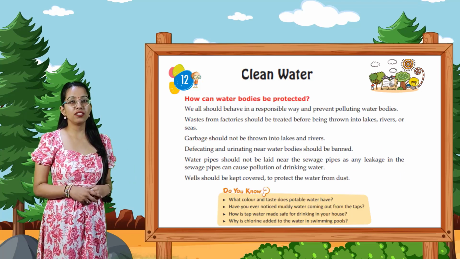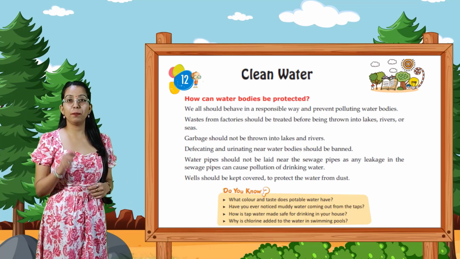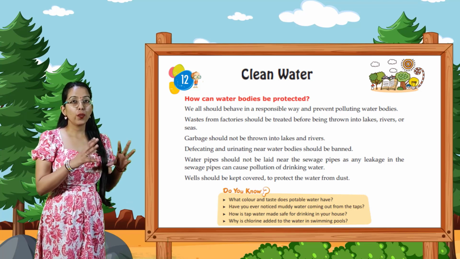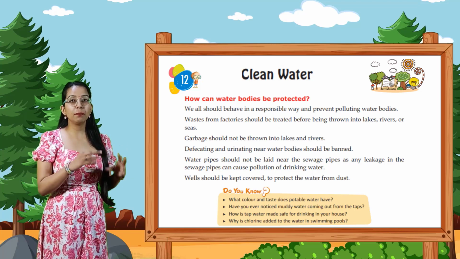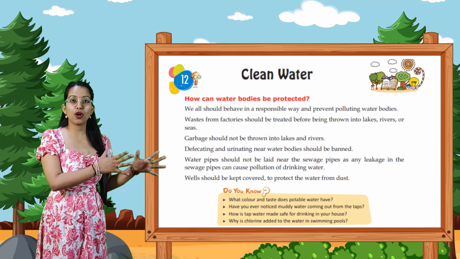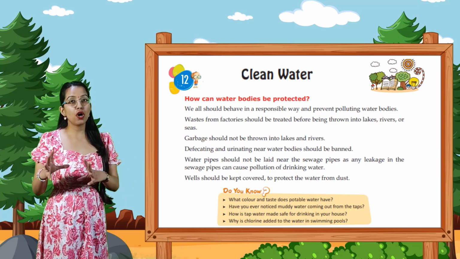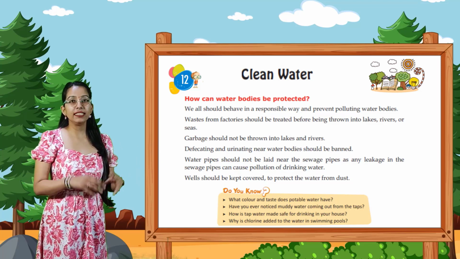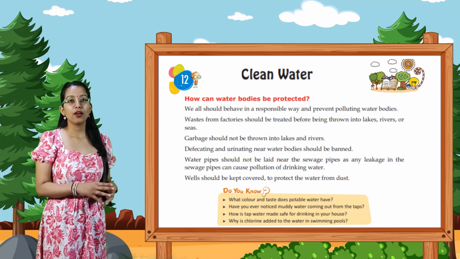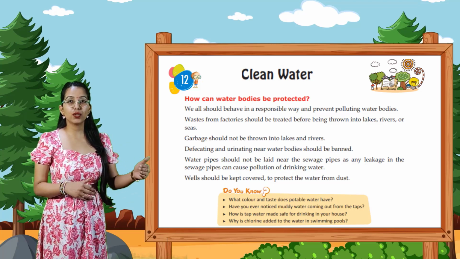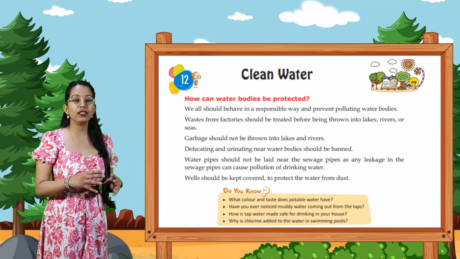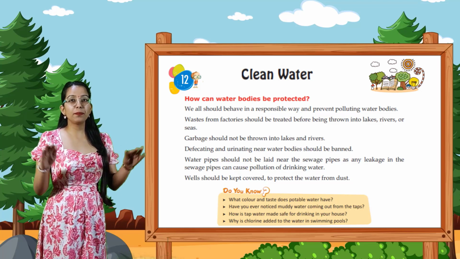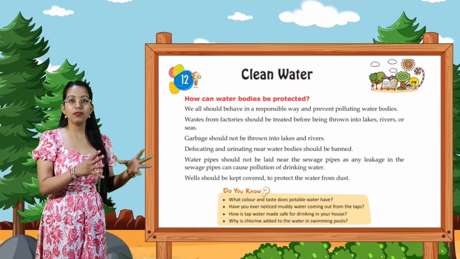How can water bodies be protected? We all should behave in a responsible way and prevent polluting water bodies. Wastes from factories should be treated before being thrown into lakes, rivers, or seas. Garbage should not be thrown into lakes and rivers. Defecating and urinating near water bodies should be banned. Water pipes should not be laid near the sewage pipes as any leakage in the sewage pipe can cause pollution of drinking water. Wells should be kept covered to protect the water from rust.